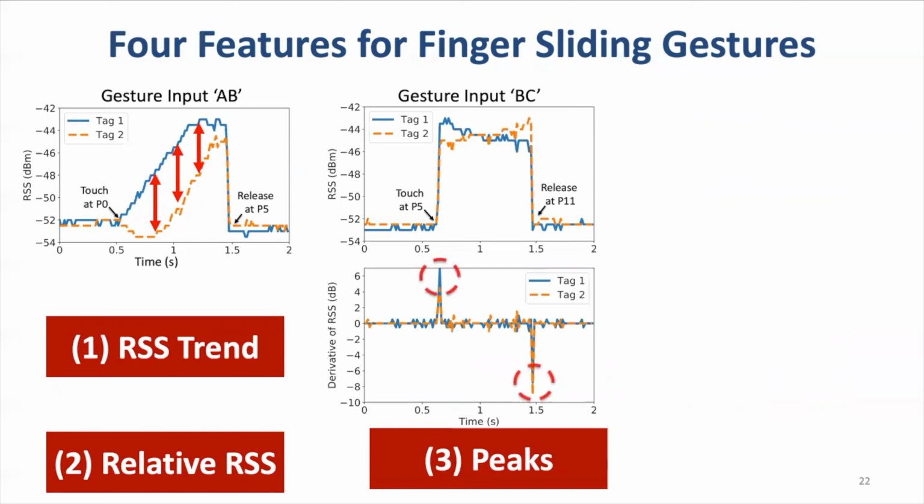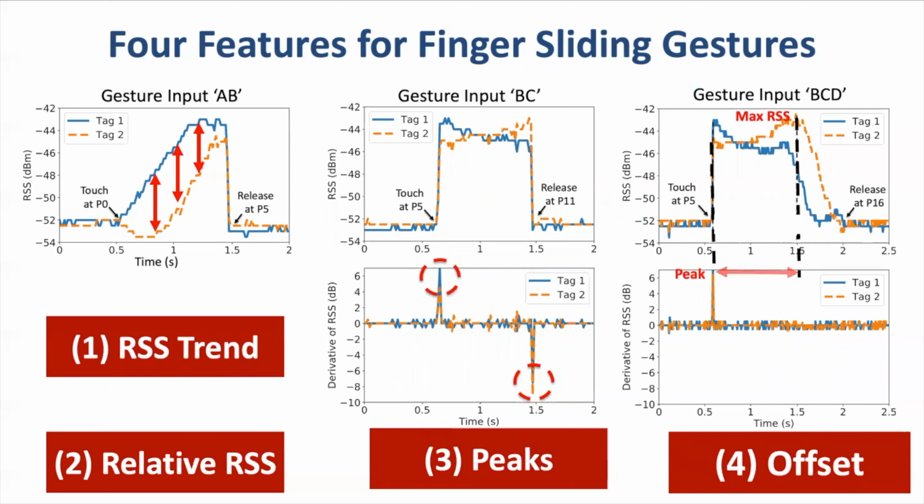The third feature is the number of peaks. We calculate the derivative of the RSS measurements. We found that some gestures have two peaks, such as the gesture BC shown here, while some other gestures only have one peak.